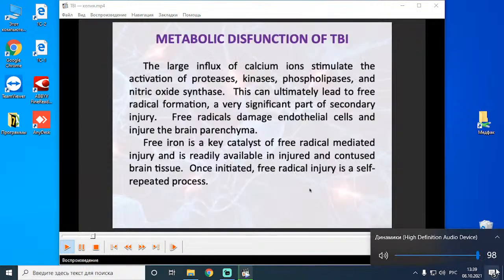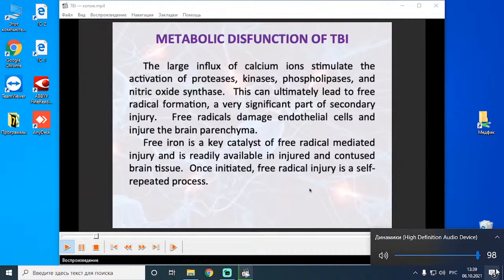Free radicals damage endothelial cells and injure the brain parenchyma. Free iron is a key catalyst of free radical mediated injury and is readily available in injured and contused brain tissue. Once initiated, free radical injury is a self-repeated process.